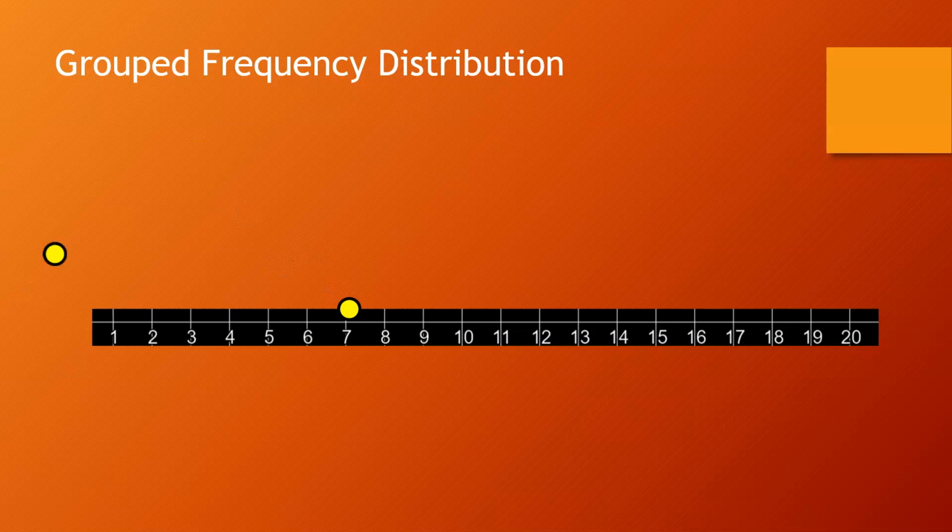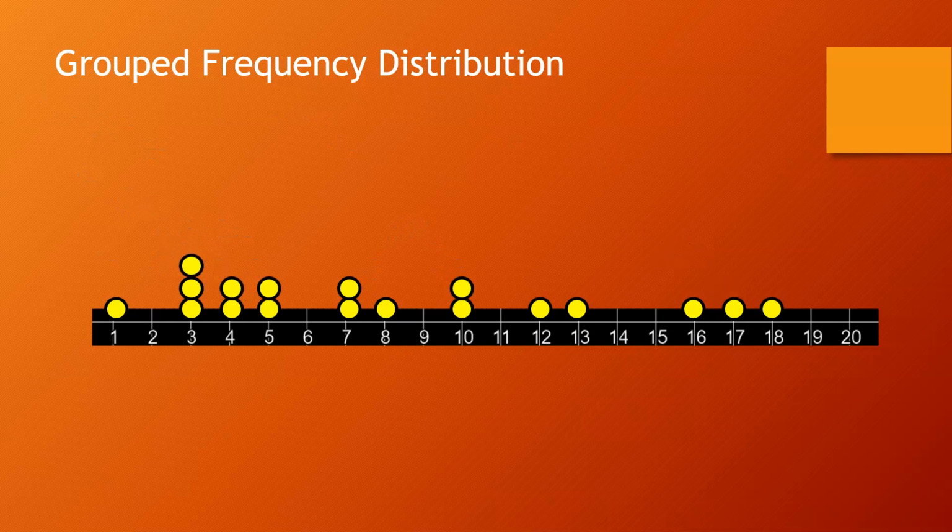When we have data, we need to figure out a way to organize it so that we can tell something about the characteristics of the data. In this case, the data points are represented by the yellow dots, and if we look at the number line, we can tell what values each of those dots had.